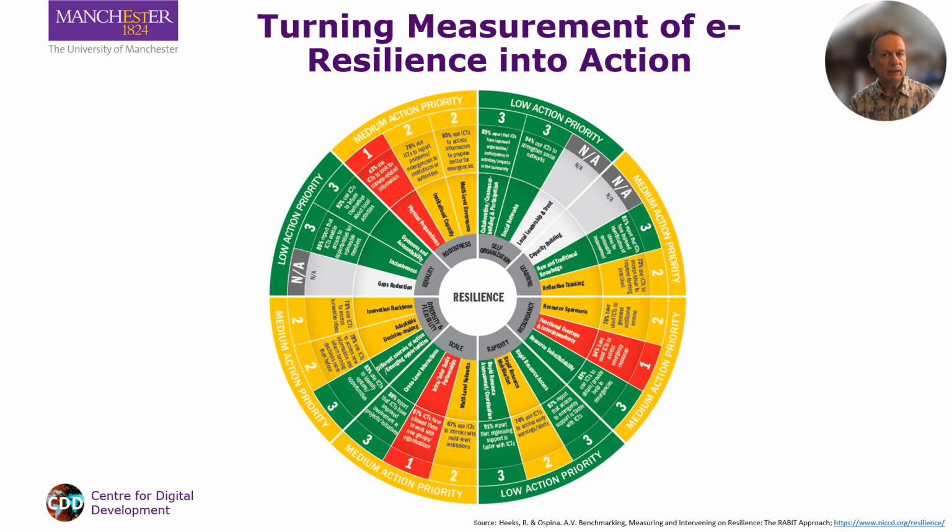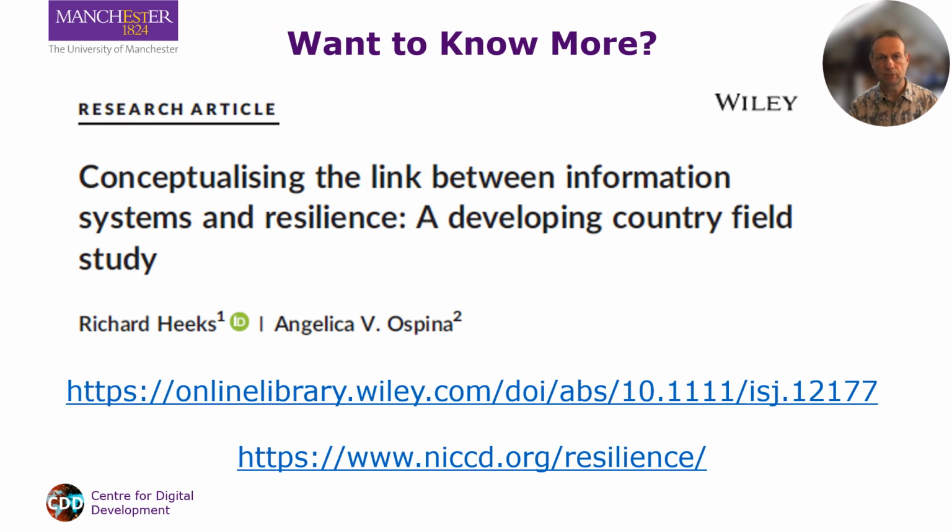Putting this all together creates a priority model for action on ICTs and resilience, as shown by the e-resilience wheel, with red highlighting the markers of resilience most in need of ICT-based action.